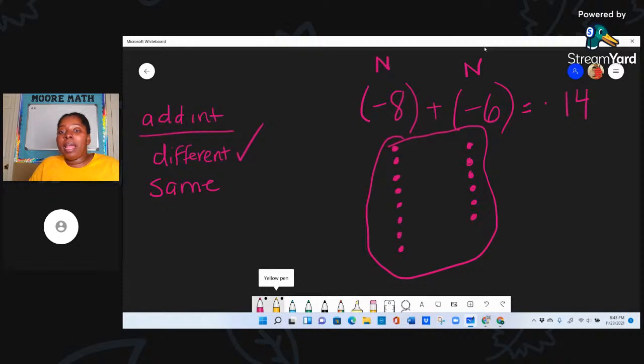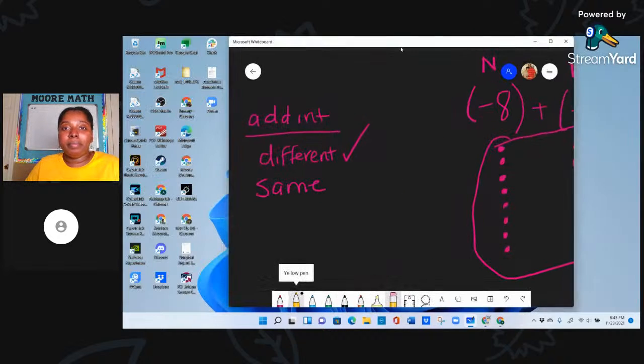Are all of these, when I add them together, all positive chips or all negative chips? Negatives. Okay. So whatever the sign is that they have in common, that's what's going to stay. Because I have 8 negative chips, I'm adding 6 more negative chips. Now I have 14 negative chips. You see that? Yeah. Okay.